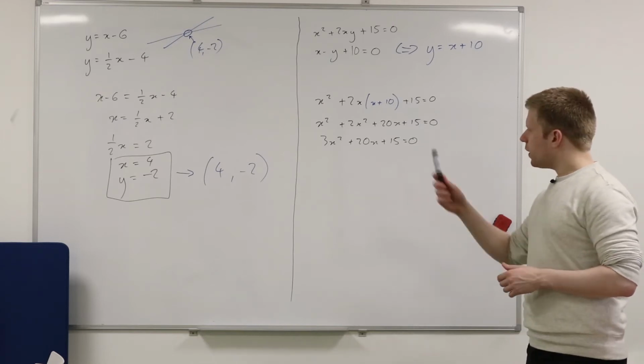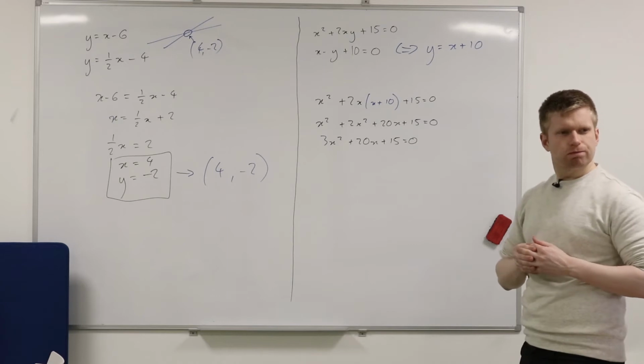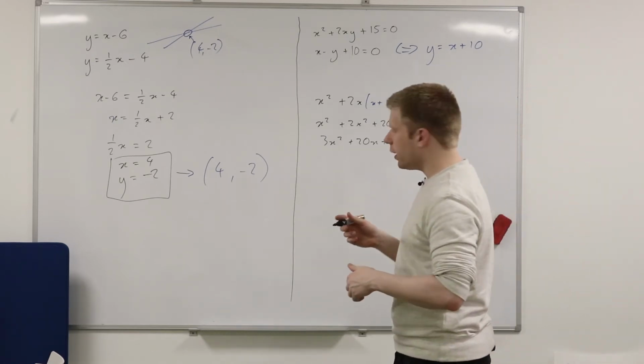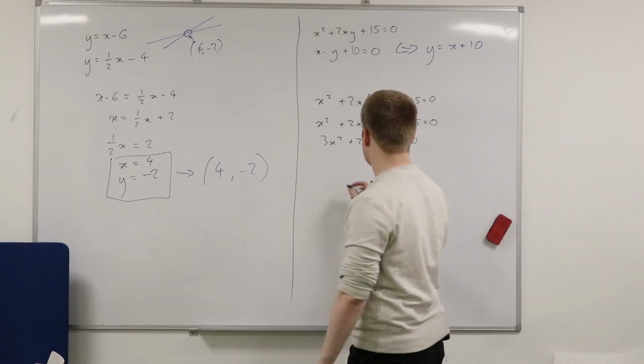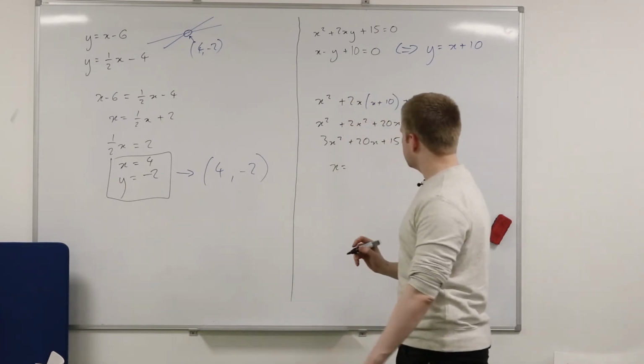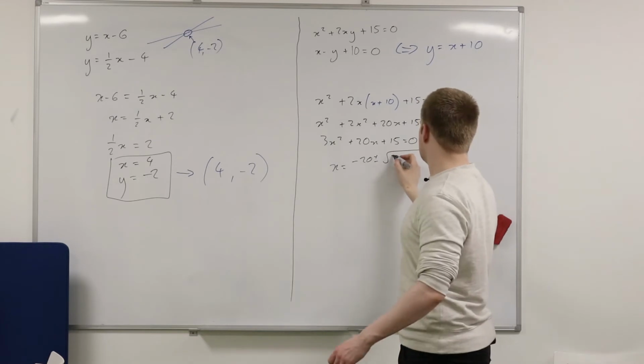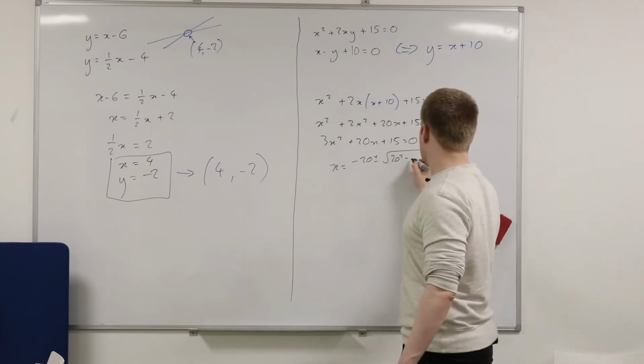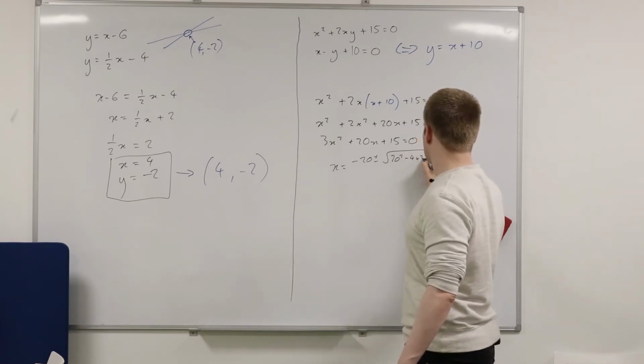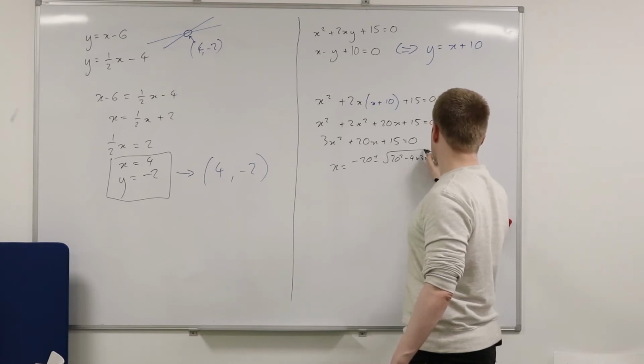Okay, will this factorize? No, we need the quadratic. Spend about 20 seconds looking at it. I can't see any factors there. So yeah, quadratic formula. I'll take it as given that you know what that is. Minus 4 times 3 times 15.